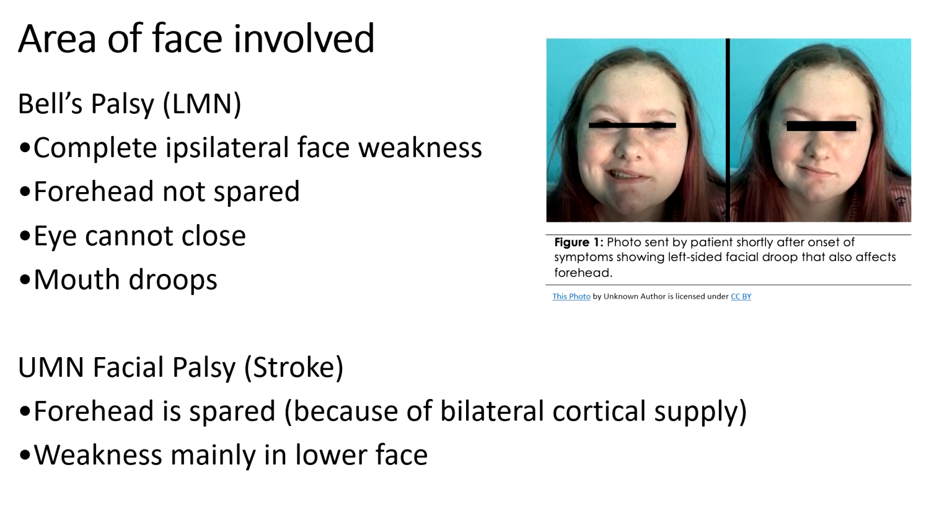The area of face involved in Bell's palsy is complete ipsilateral facial weakness: the forehead is not spared, the eye cannot close, and the mouth droops. This is very important, you need to remember. In upper motor neuron facial palsy, the forehead is spared and weakness is mainly present in the lower face. If the lower face is affected and the upper face is not, it is upper motor neuron. If both are affected, it is lower motor neuron.